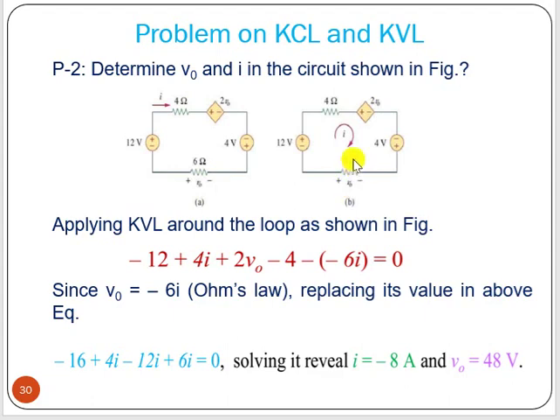V0 is nothing but 6 into I. This current I is flowing through the 6 ohm resistor. So V0 equals nothing but IR, so I into 6, 6I. So V0 equals 6 minus 6I. That is Ohm's law. Now we have to put it here.